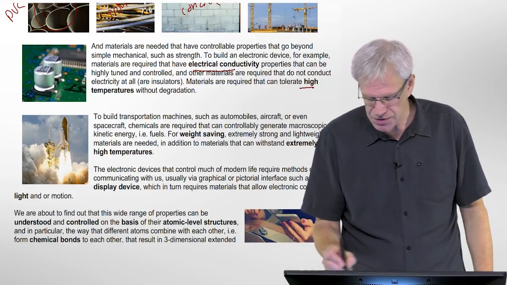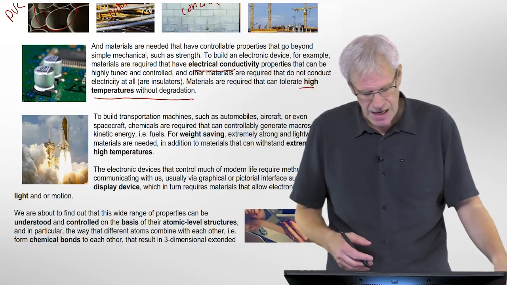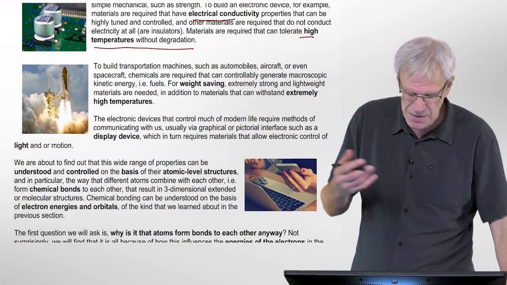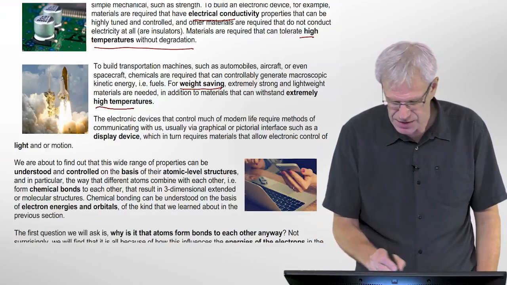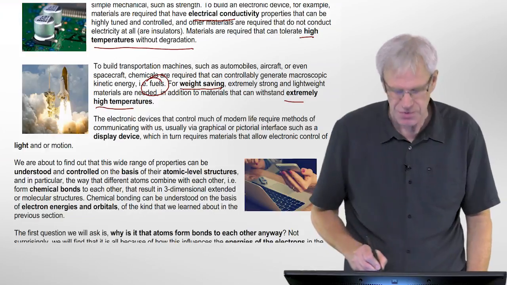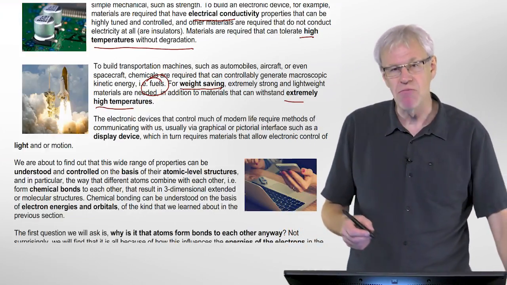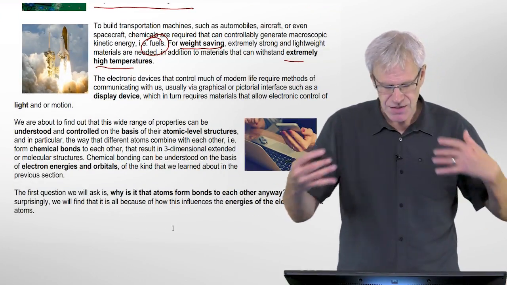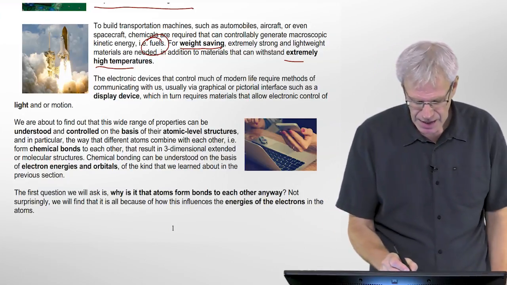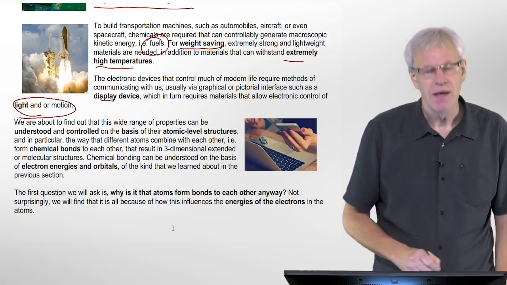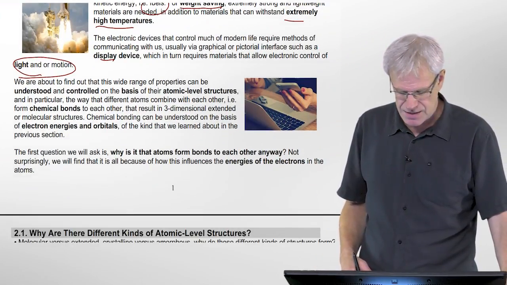We need materials which will tolerate very high temperatures without degrading or undergoing chemical reactions. If you want to build transportation machines, automobiles and so on, we need weight-saving materials that can stand very high temperatures, and of course we need fuels. We're going to talk about fuels later in the course as well. And most electronic devices interact with us via a display, a phone or a computer or something. And so that's going to have something to do with light and motion and so on. We need light properties and all these things that glass obviously can't give us.